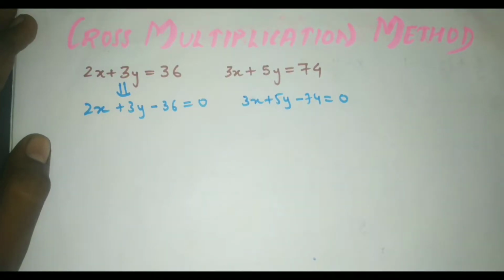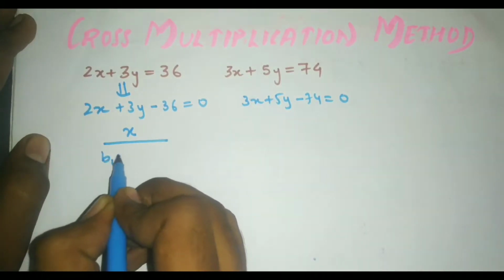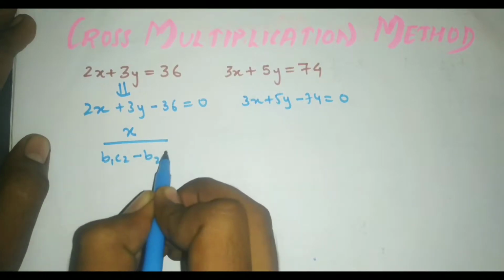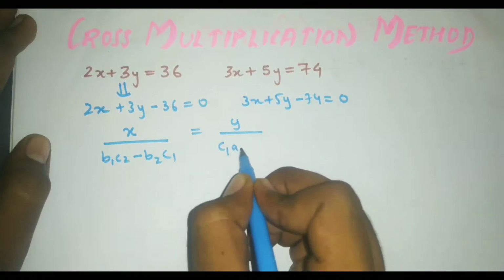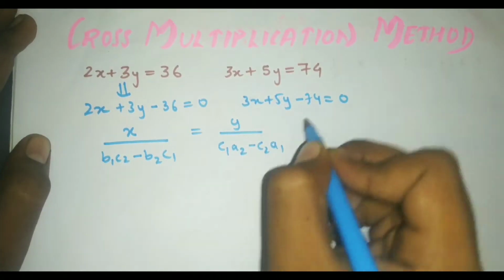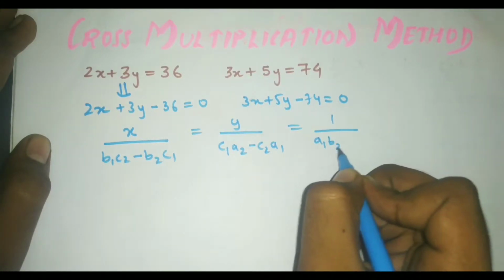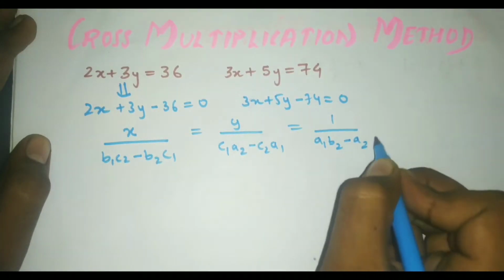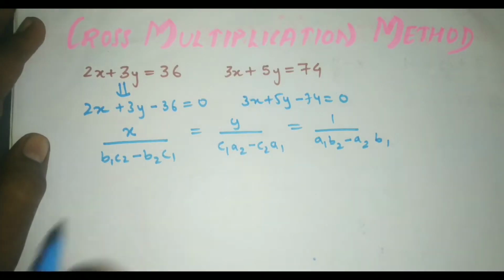Now the formula for cross multiplication is x by b1 c2 minus b2 c1 equal to y by c1 a2 minus c2 a1 equal to 1 by a1 b2 minus a2 b1. So this is the formula you have to follow, and we'll start with this.